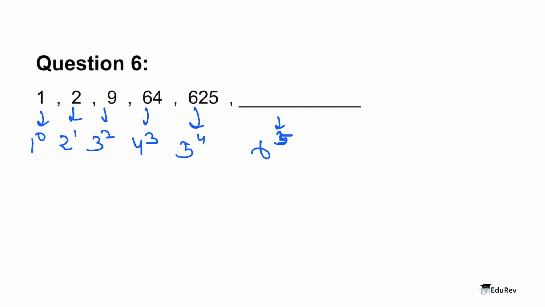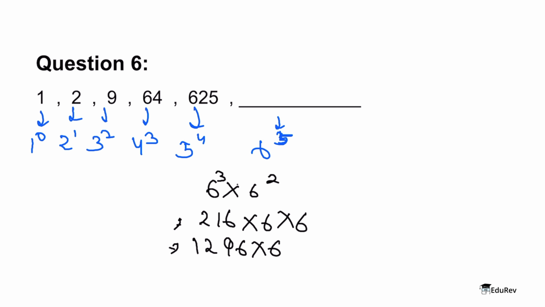Now we need to find out what 6 to the power 5 is. The easy way to calculate it is to multiply 6 to the power 3 into 6 to the power 2. So here we get 216 into 6 into 6. That goes on to 1296 into 6, making it 7,800 minus 4 into 6, which gives us our answer 7,776.